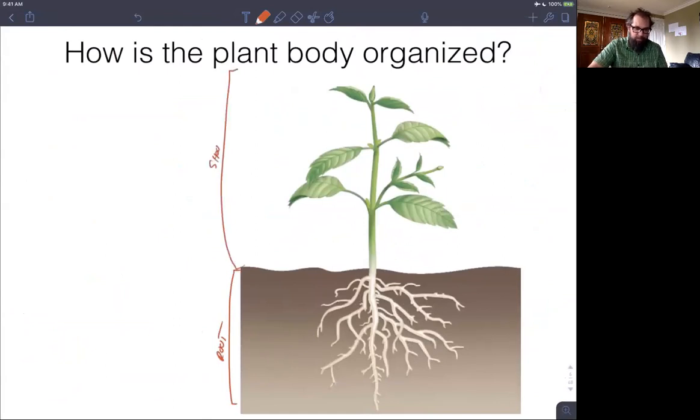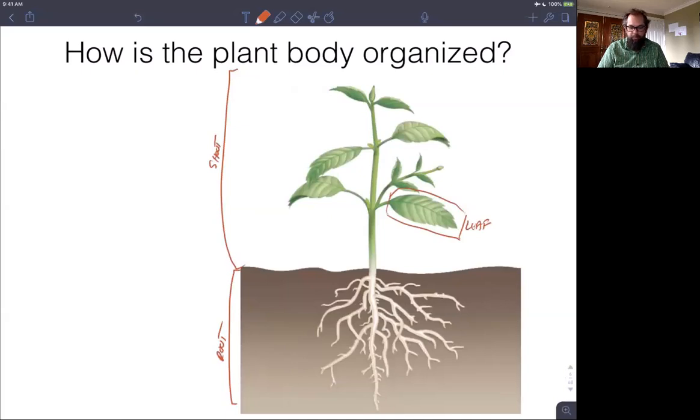we've got the shoot system above ground, and then we've got our leaf system as part of that above ground bit. I'll start with the roots and work our way up.